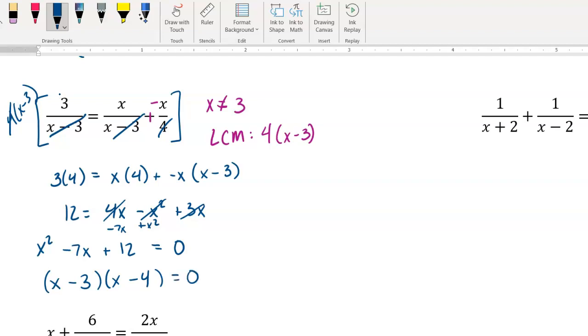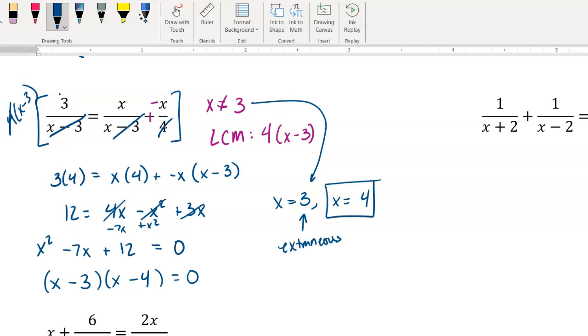And now we're going to set each of those equal to 0 and solve them. And you would get x equals 3 and x equals 4. And if you notice, x equals 3 is an extraneous solution. So that means x equals 4 would be our only valid solution. All right.